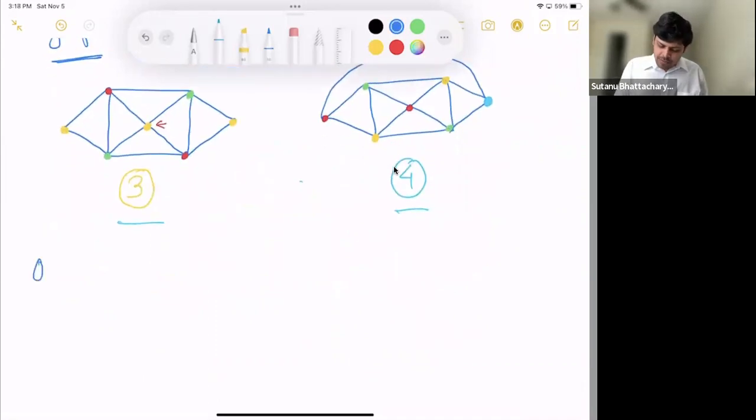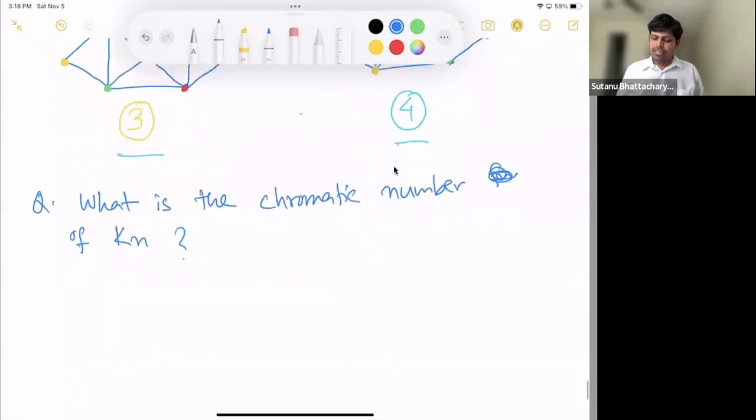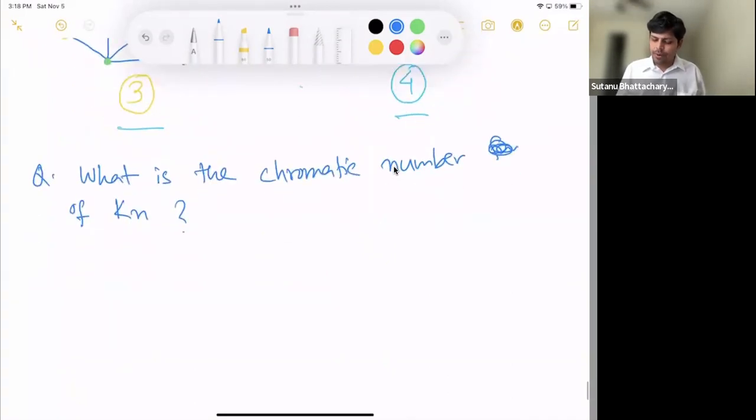Okay, another question, which would be very important for your final exam. What is the chromatic number of Kn? So what is the chromatic number of Kn? What is Kn? I have already told you.